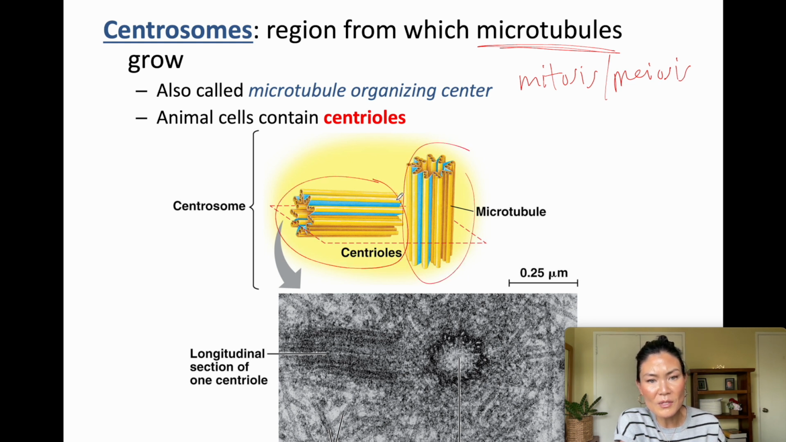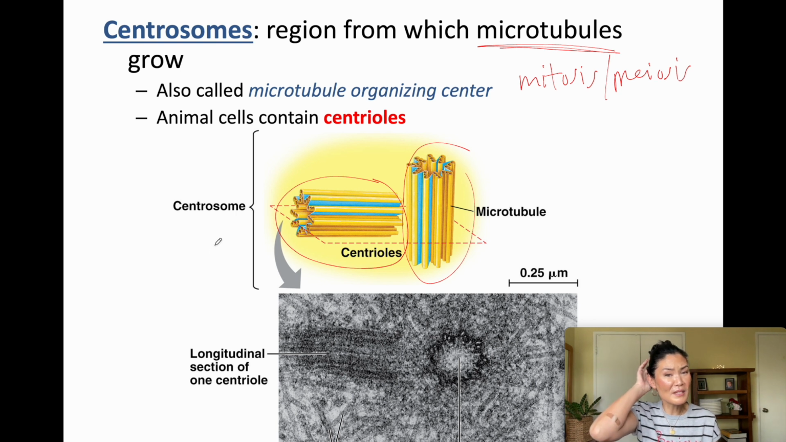There are two centrioles that make up a centrosome, and when you zoom in on a centriole, you can see that the centriole is made up of microtubules. I can count 1, 2, 3 microtubules, 1, 2, 3, 1, 2, 3. So there are 9 sets of 3 microtubules that make up a centriole, and there are 2 centrioles that make up a centrosome.